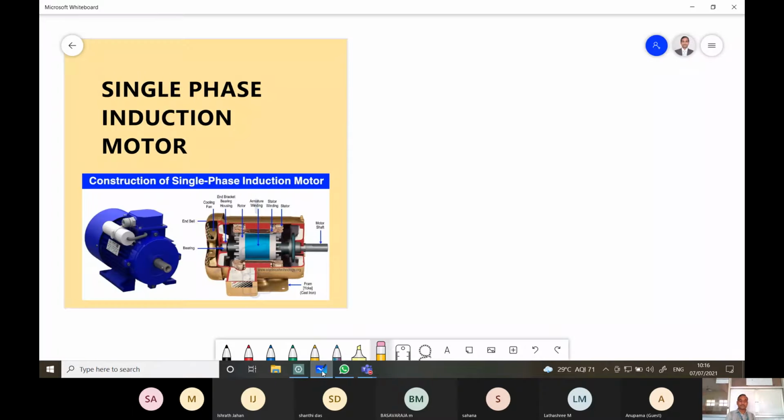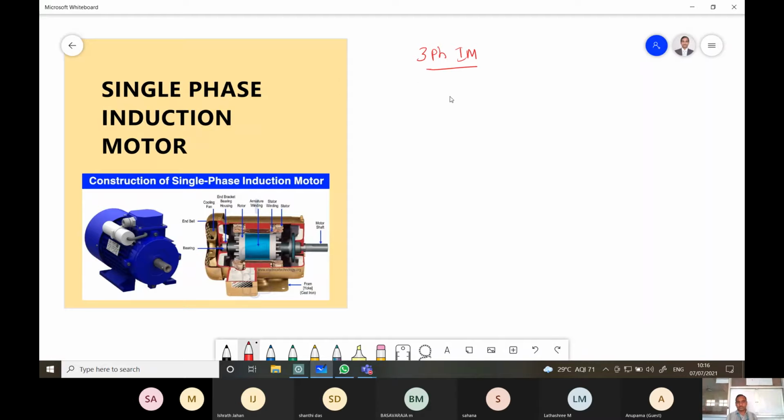Good morning, everyone. Today we'll discuss the new chapter called single phase induction motor. We have discussed the three phase induction motor in previous classes. So what is a single phase induction motor?